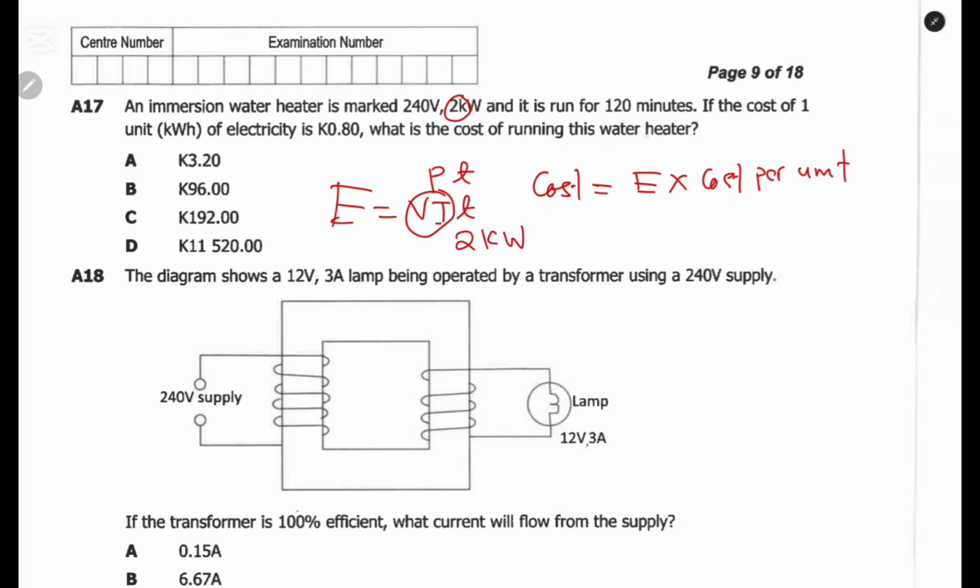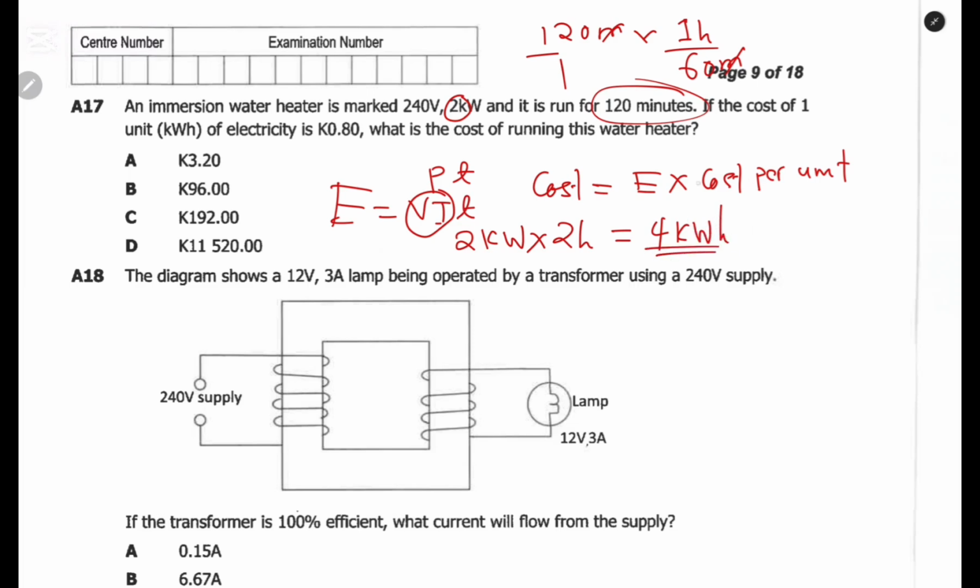Okay, but the time we have it in minutes, so we convert it into hours. We know that we have 120 minutes. You know that 1 hour is equal to 60 minutes. So minutes and minutes will cancel. Then it's just the same as 120 divided by 60, which is 2. So multiply 2 hours, and this is going to give us 4 kilowatt hours.